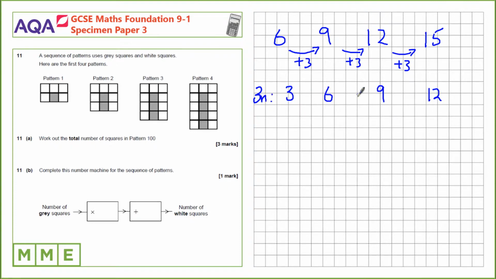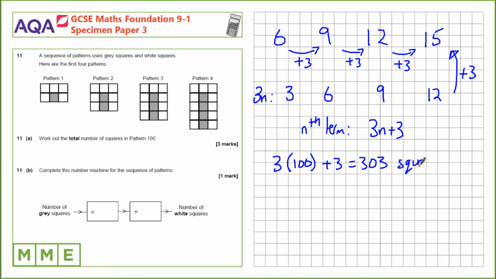We need to see what we need to add from this to get to this sequence. And in every case, we need to add 3. So the nth term of this sequence is 3n plus 3. Now that we have it, we can use it to work out the total number of squares in pattern 100. That's 3 times 100 plus 3, which is 303 squares.